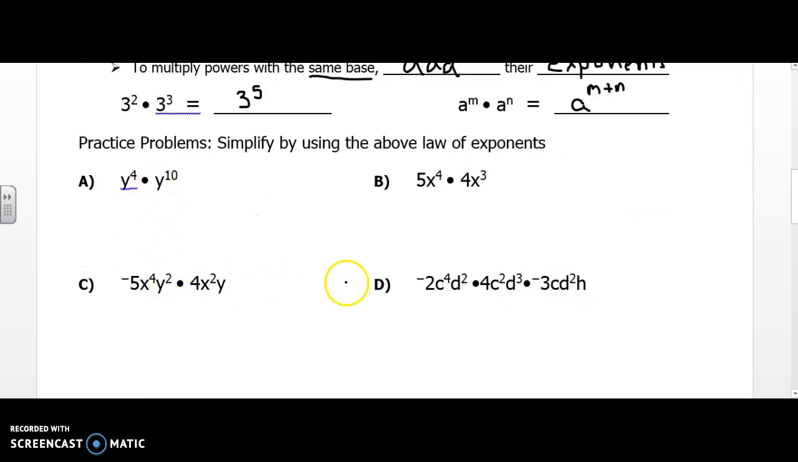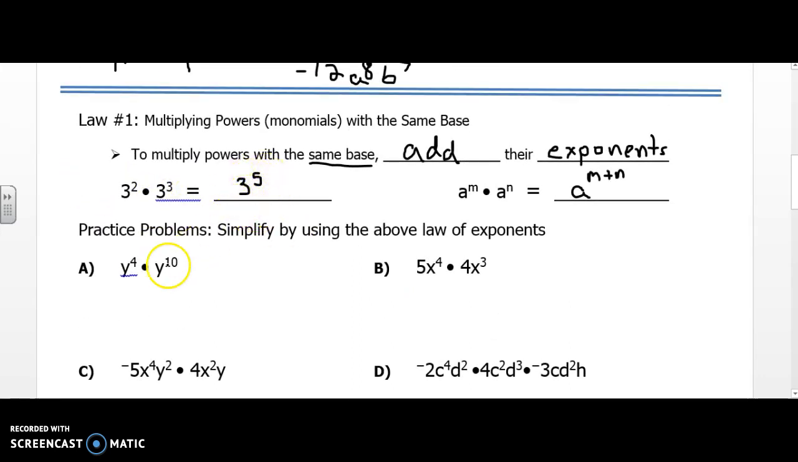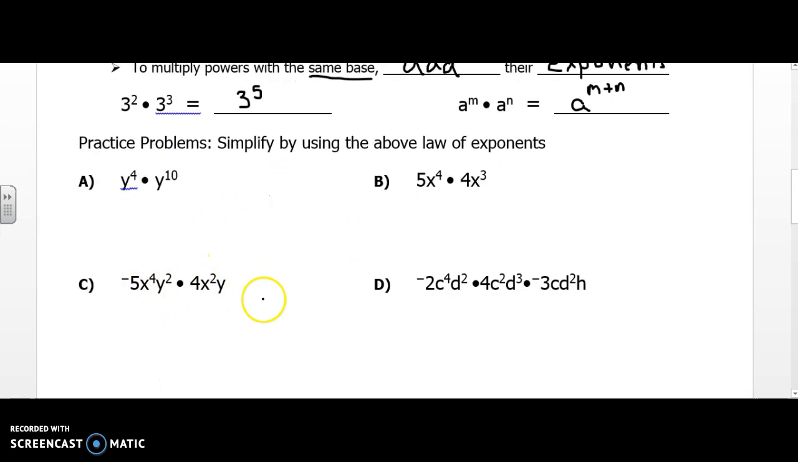Down here are 4 examples. We have A, B, C, and D. A is the simplest one. This one's just using this rule we just talked about where you add them together. B, C, and D have some leading coefficients you have to worry about. Make sure you just multiply those numbers together.